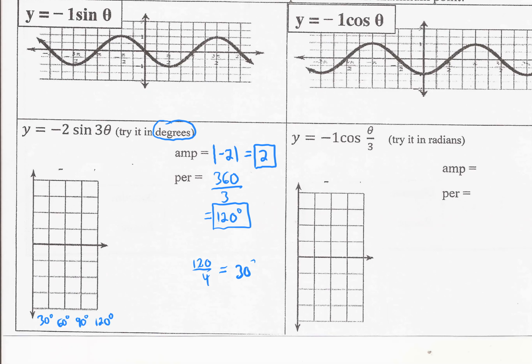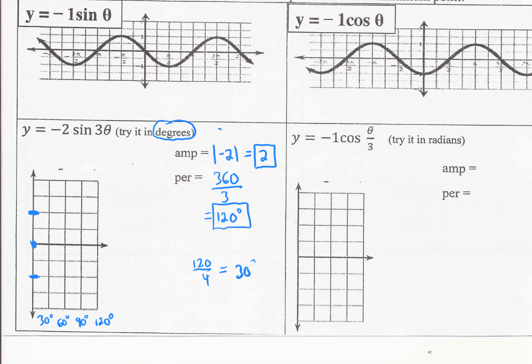Because the amplitude is 2, I'm going to go up 2 and down 2. I'm just going to put a hash mark there so I can see how high and how low to draw the graph. And the last thing you have to think about is, is it sine or cosine? This one is sine, so it's going to pass through the origin.